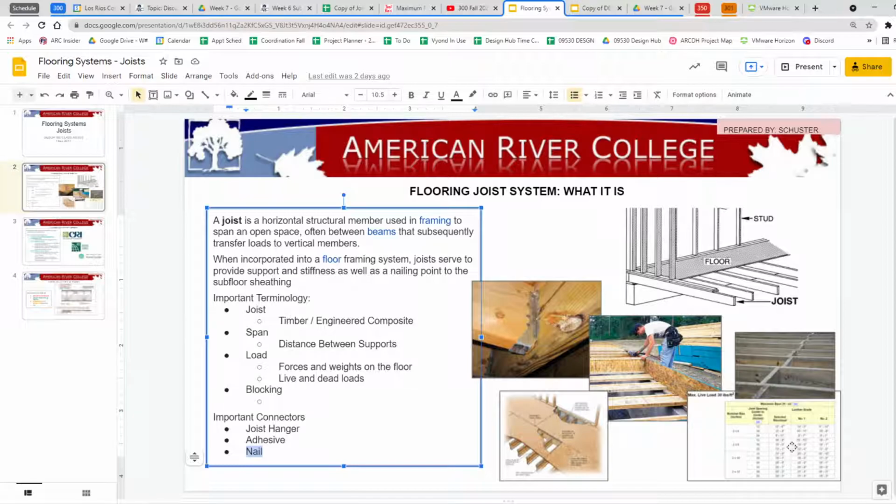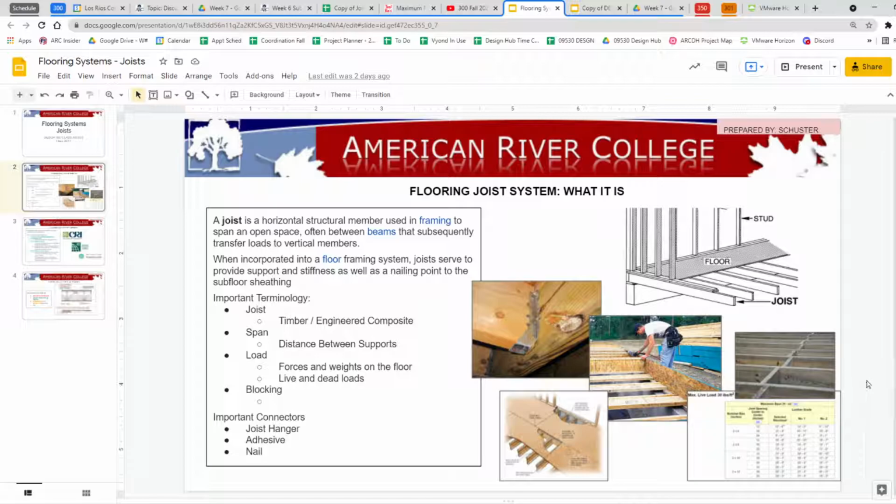And you know, this is not a construction design class. It's a material resource class. What is there? So you should know that there are nails. You should know that there are adhesives. You should know that there are joist hangers. You should know that these things exist, and you should know where to maybe go find them and look up some information about it.